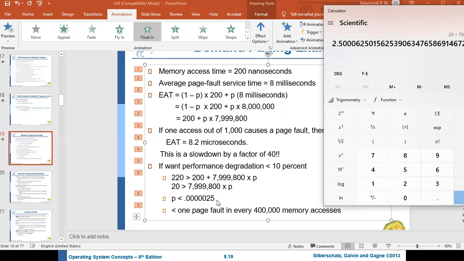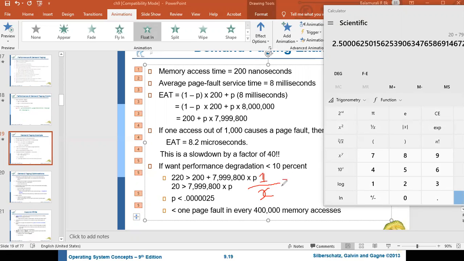Then it means how many page faults we can accept, out of how many memory accesses we can accept one page fault. How can we calculate that? Basically this means that P should be less than or equal to this. It means that 1 by x. X is what? Out of how many instructions one page fault is acceptable, that is x.